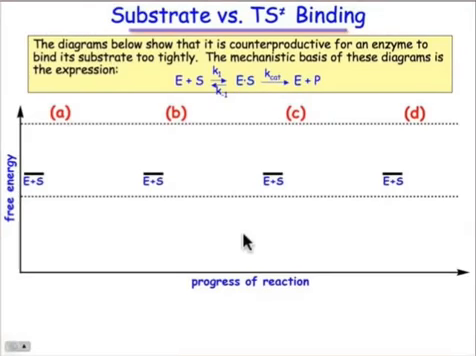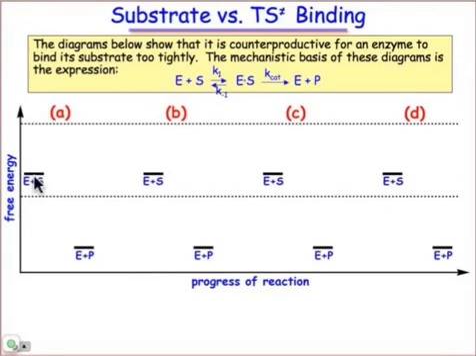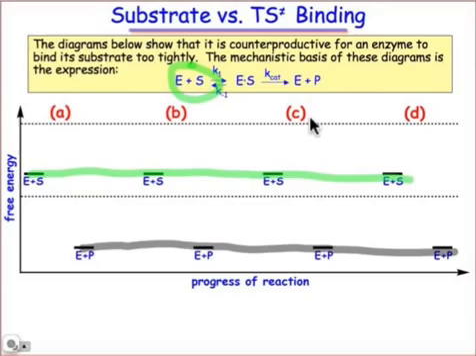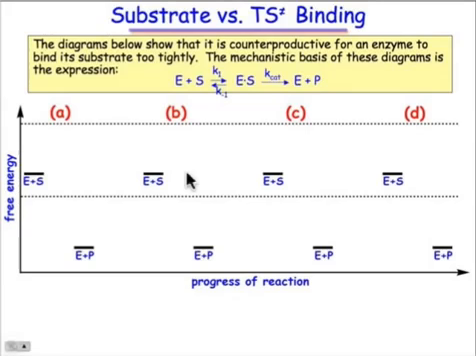We're going to answer that question by looking at reaction coordinate diagrams. We'll plot the progress of the reaction against free energy, and we're going to keep fixed the energies of the reactants, E and S, and also the energy of the product, E plus P. We'll vary then the energy of the enzyme substrate complex and the transition state leading to that. A through D will be variations in those terms.